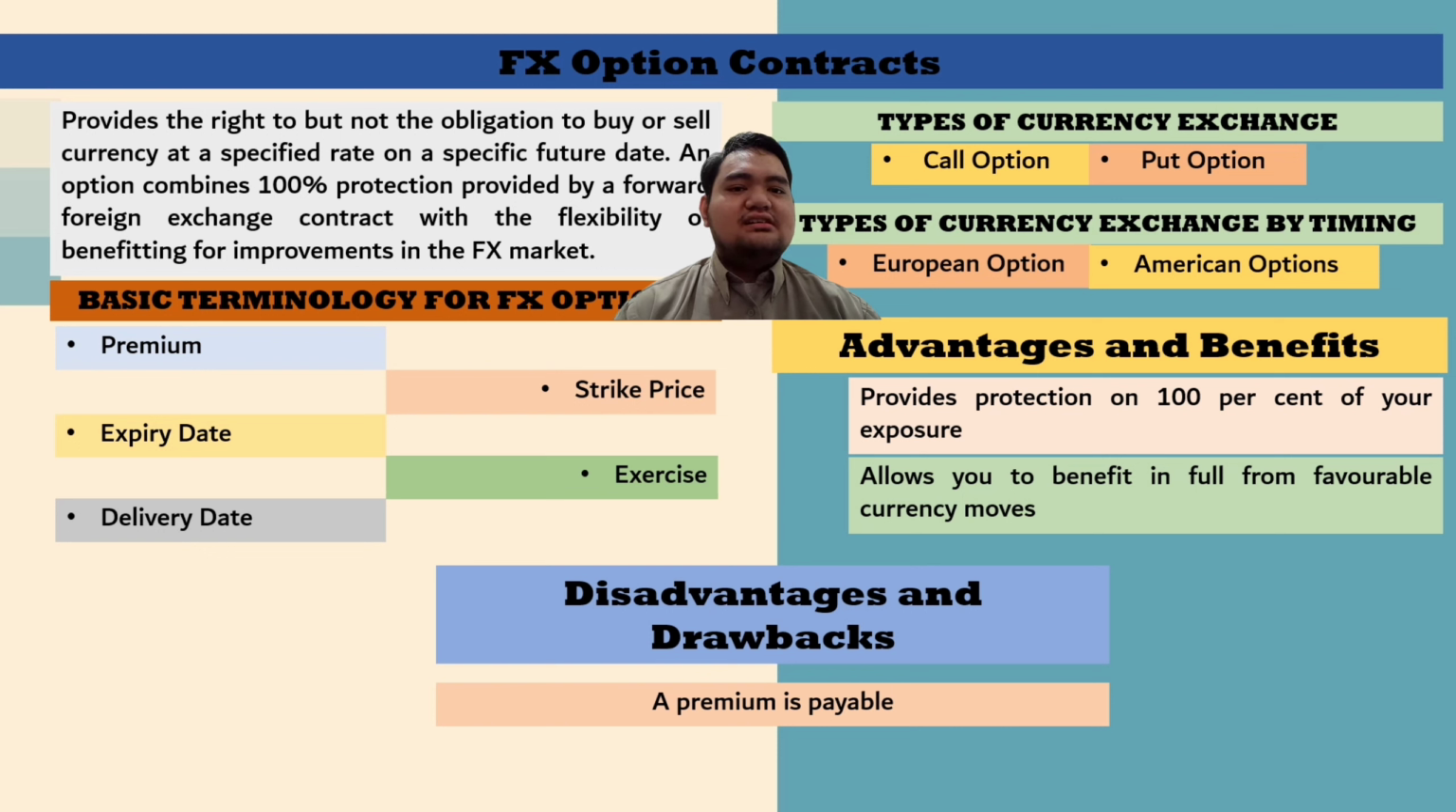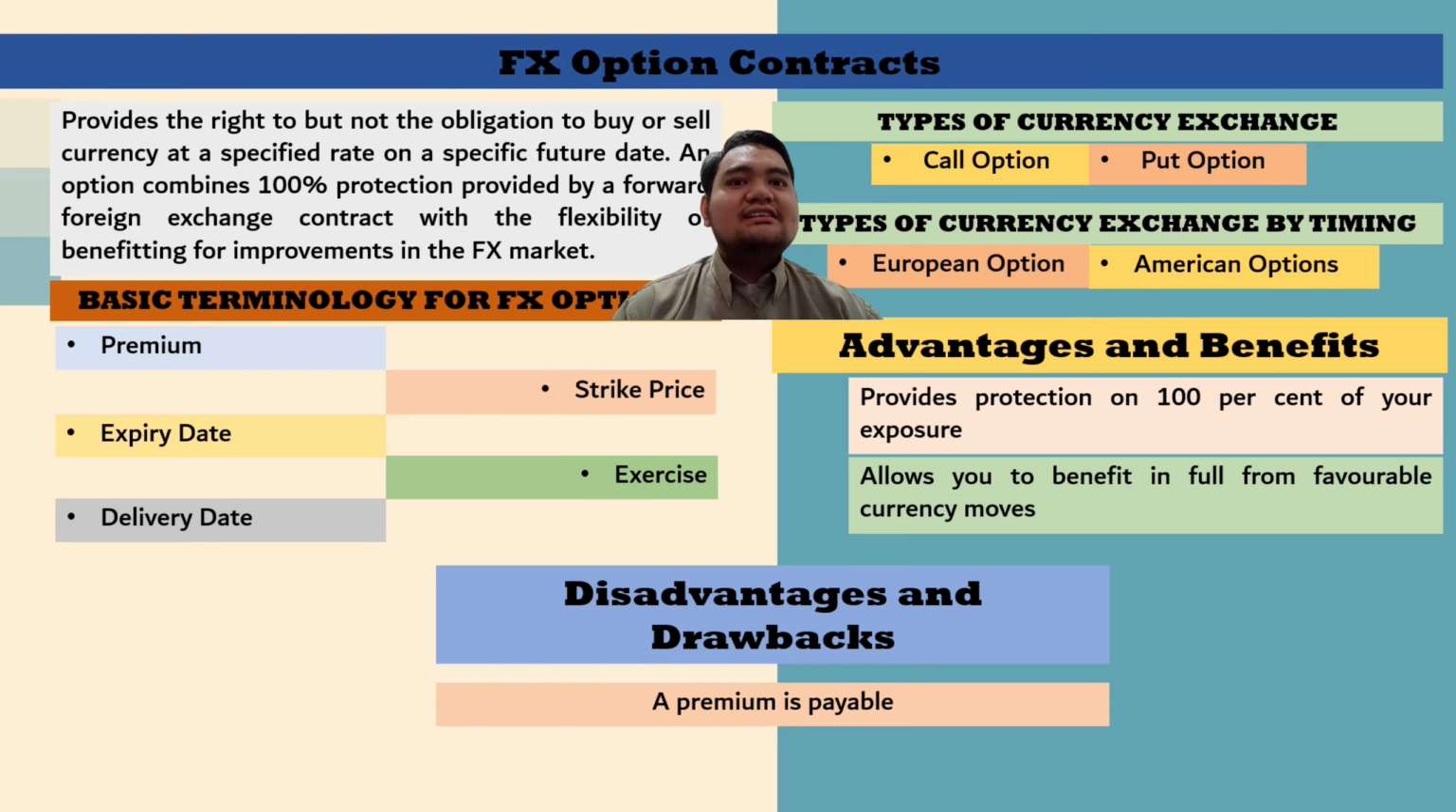First is a call option, which gives the holder the right but not the obligation to purchase a specified currency at a pre-arranged rate up to the expiration date. And the second type is a put option. This put option gives the holder the right but not the obligation to sell the specified currency at a pre-arranged rate up to the expiration date.